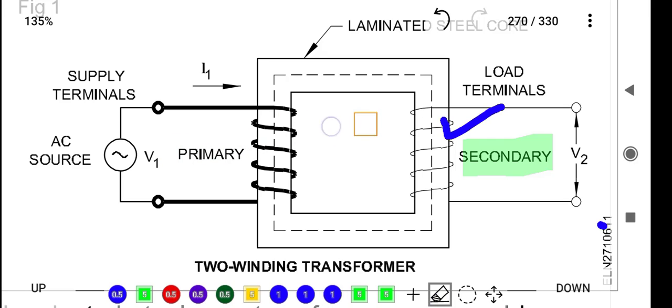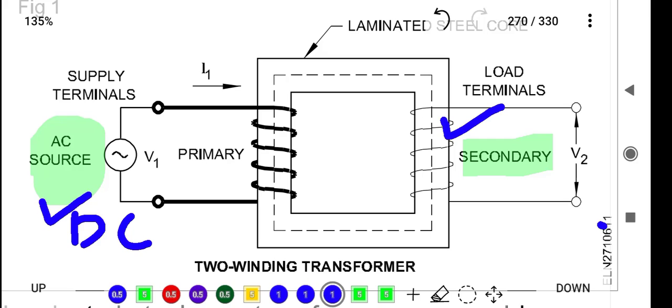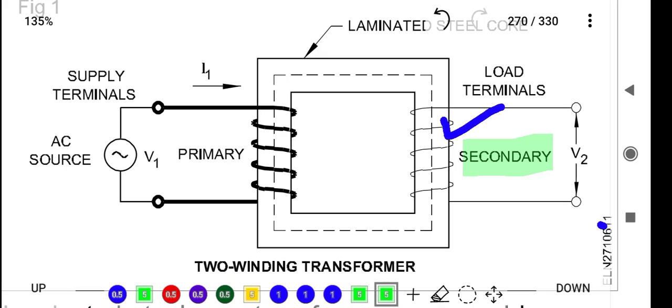So friends, I will tell you the definition of primary winding. We will start from here. This is the AC source. This is a very important point. What happens if it is a DC source? The transformer will burn. So to avoid the burn, you put an AC source. This is key point number 1.